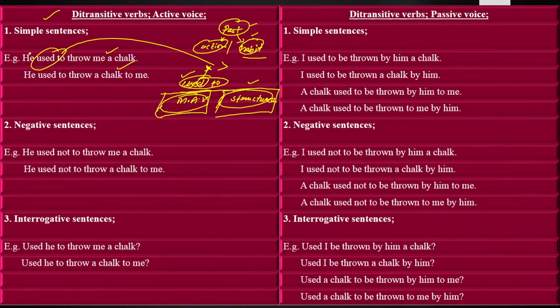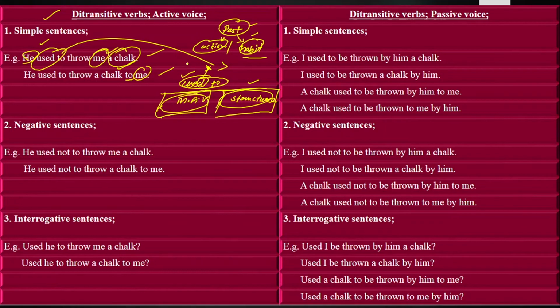Now, I'm talking about my friend, that when we were in school and we would get a free class, we used to throw chalk to one another. Now we have left that action, and we are just talking about my friend's past habit. The indirect object comes at the beginning, the direct at the end. But if you want to bring the direct at the beginning and the indirect at the end, the indirect object me will be followed by a preposition, that is to, like, he used to throw a chalk to me. So these are the two ways in active voice.